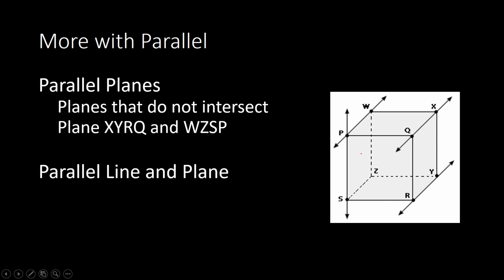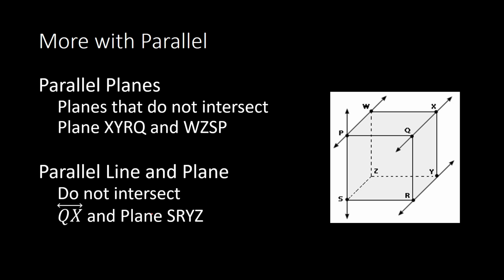Next, we have parallel lines and parallel planes. So a parallel line and plane would be a plane and a line that are parallel to each other. So they do not intersect. An example of this would be QX and plane SRYZ. So QX right here, and then plane SRYZ would be down here. We have a parallel line and plane in this case. The line and the plane do not intersect.